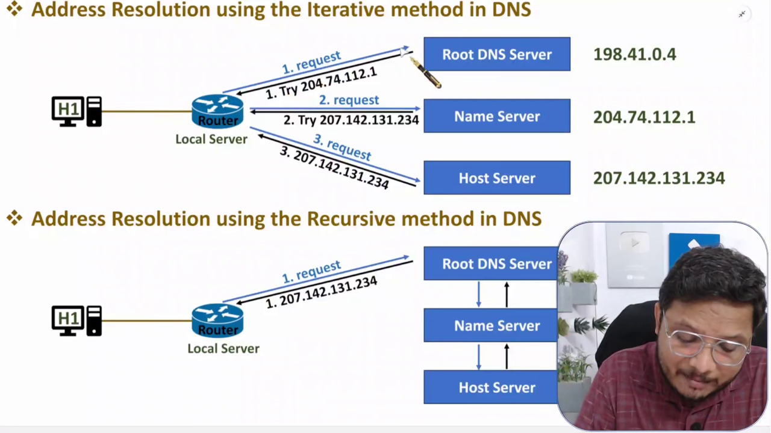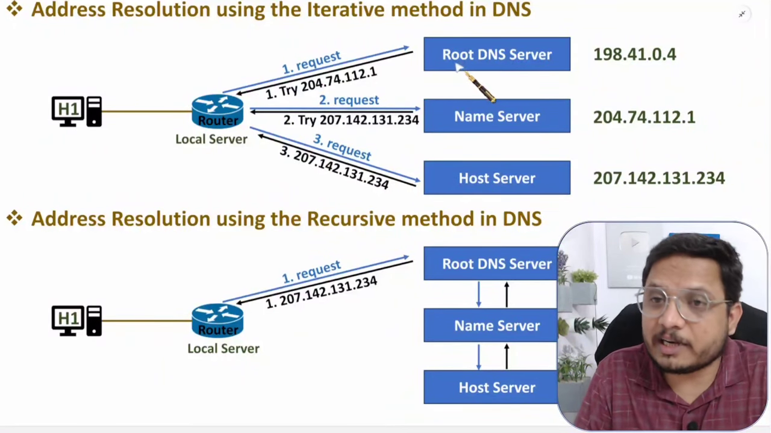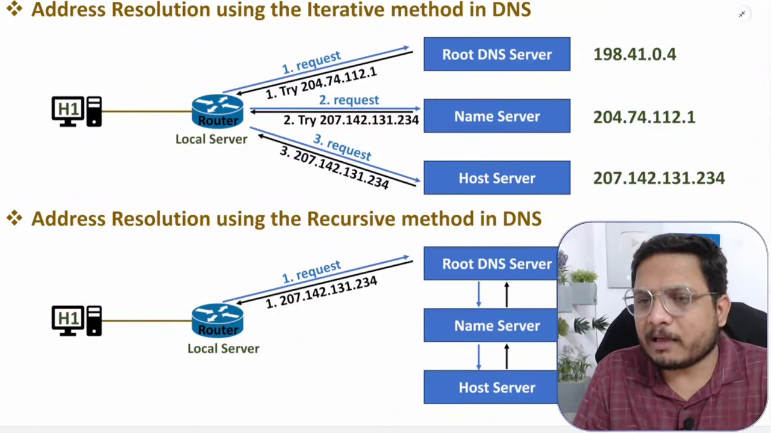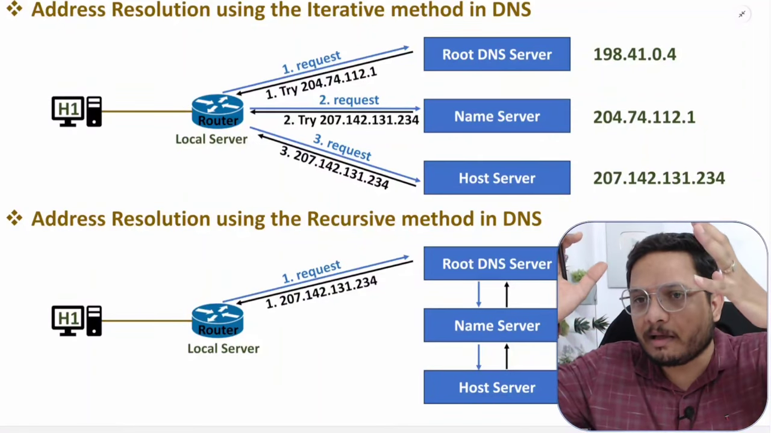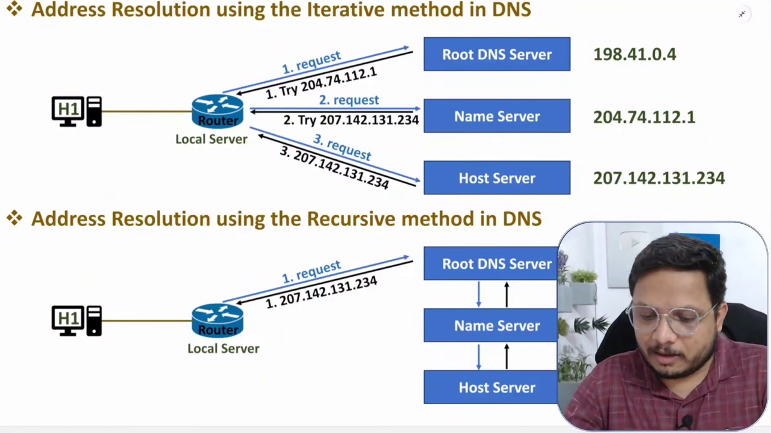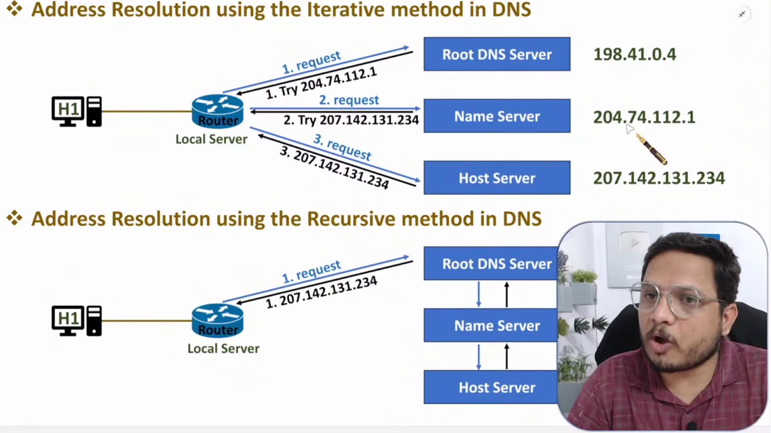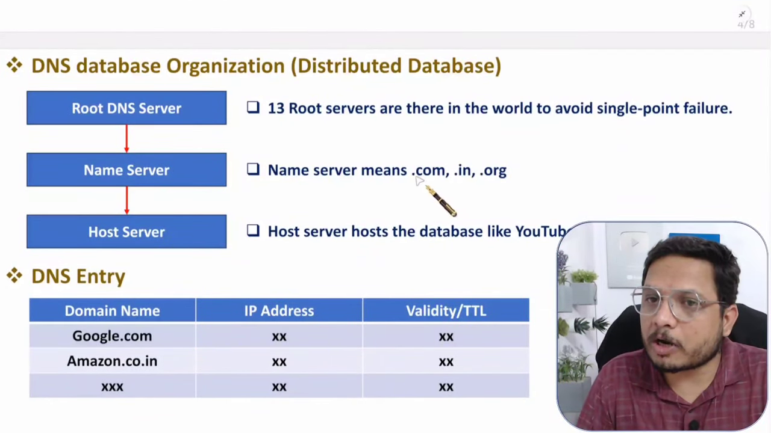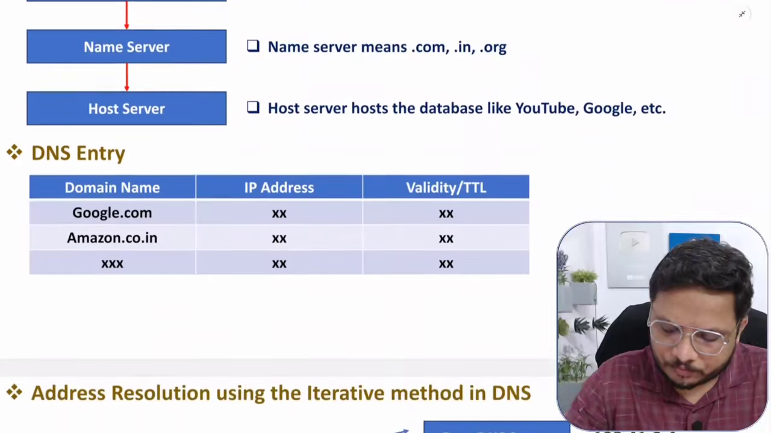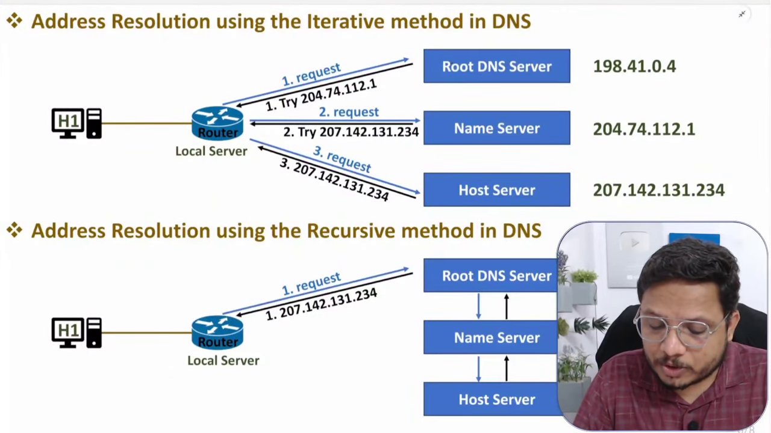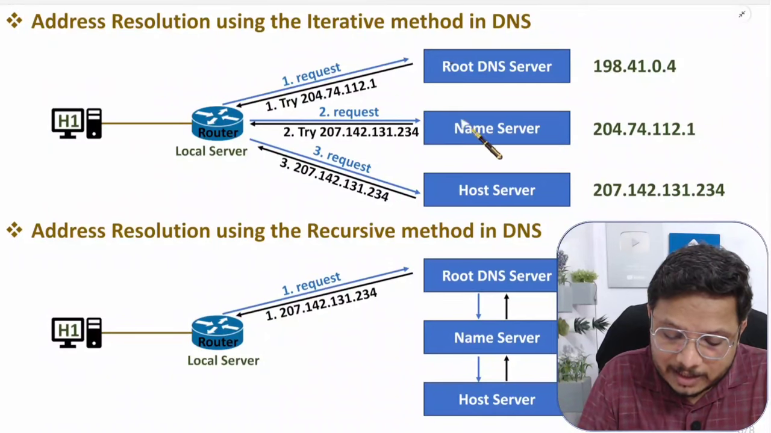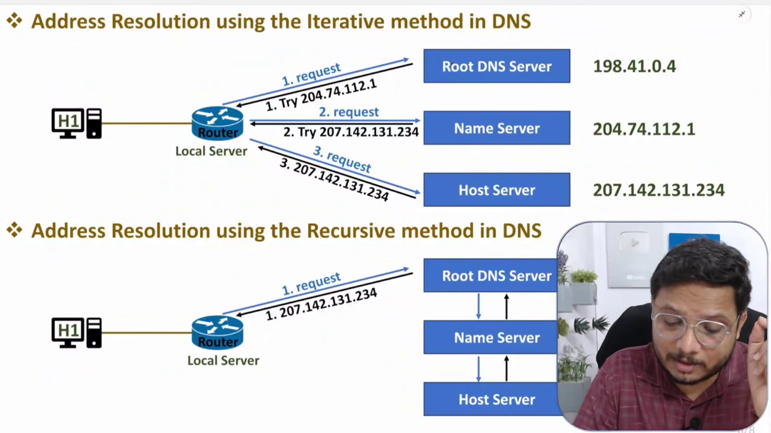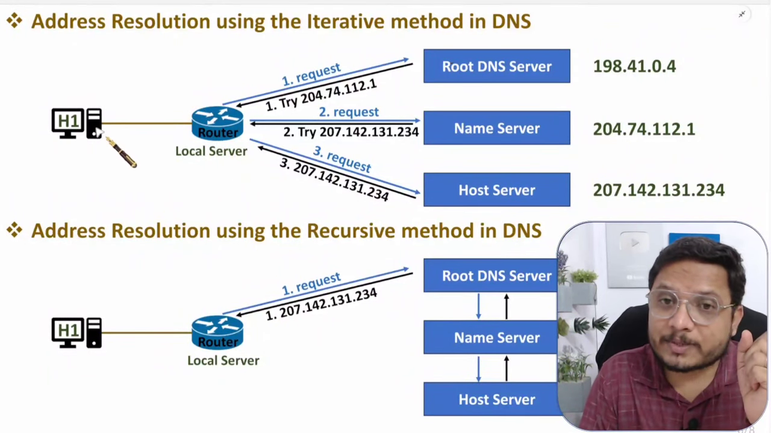So if you observe here, we are having iteration. Three iterations are there. The first iteration happened with the root DNS server. The root DNS server has given the address of the name server. Like, see, the root DNS server has a database of everything, right? The root DNS server is saying you should go to .com, and .com is there with the name server. I have told you, this name server could be .com, .in, .org, .net, right? So the root DNS server gives the approach to the name server, and the name server again gives the approach to the host server. So in iterations, that is one way by which DNS will give the IP of a website to the host, right?